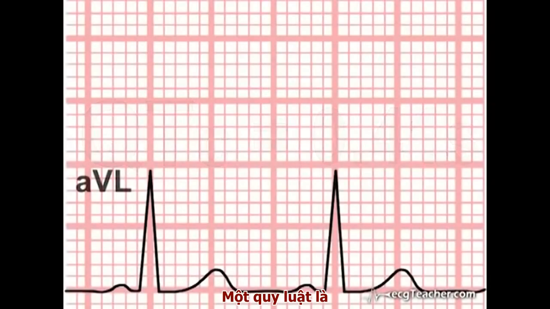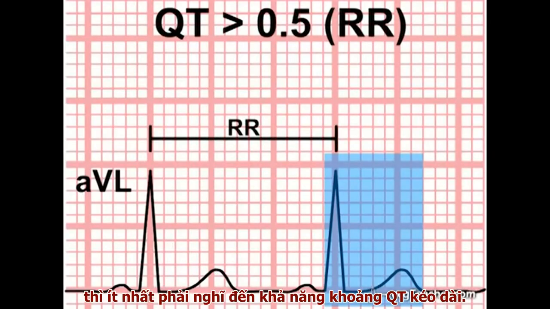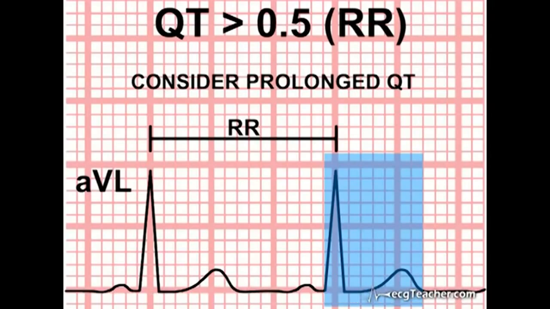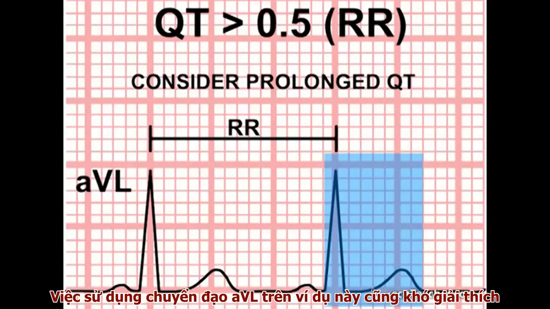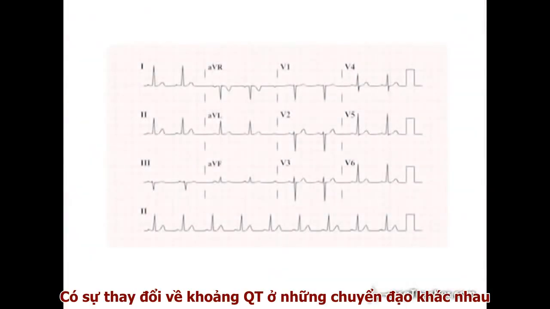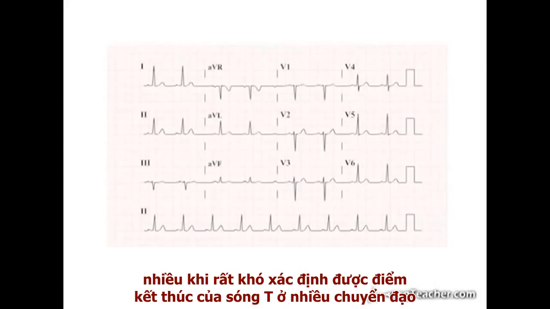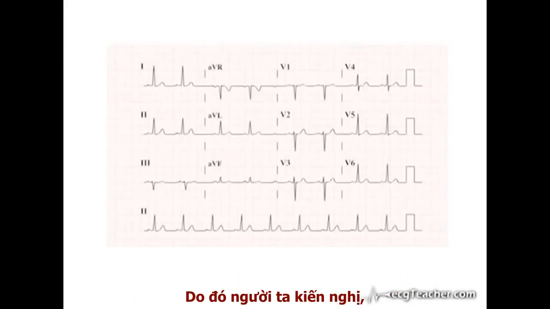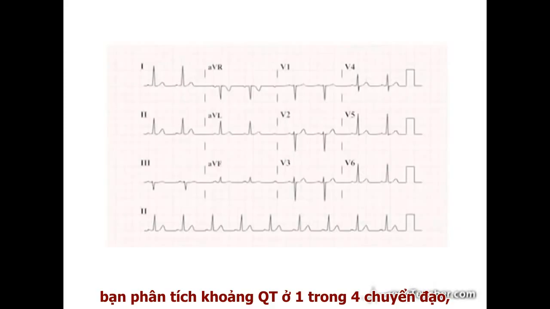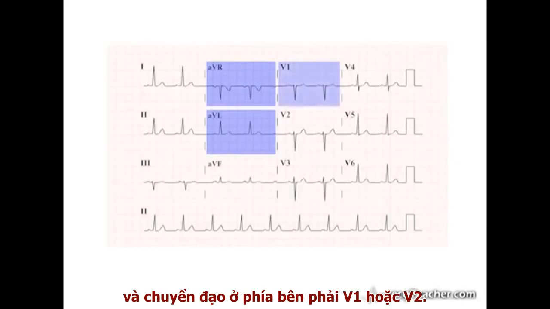To give you a simple rule of thumb, when you look at an ECG, if the observed QT interval is more than half the RR interval, at least consider the possibility of prolonged QT. The use of AVL in this example is quite deliberate. For reasons we will discuss in a moment, there is variation in the length of the QT interval between different leads. Also, for technical reasons, it can be difficult to identify the end of the T wave in many leads. It is recommended, therefore, that you analyze the QT interval in one of 4 leads: AVL, AVR, or one of the right-sided chest leads, V1 or V2.